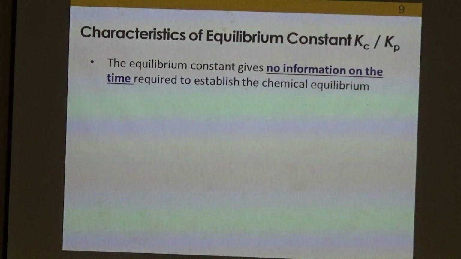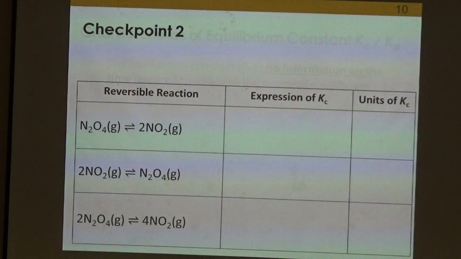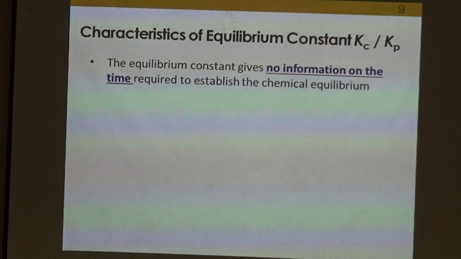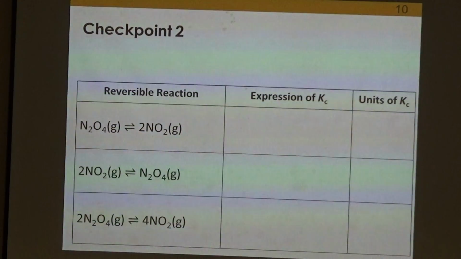Now, the equilibrium constant gives no information on the time taken to establish the chemical equilibrium. How long it takes depends not on the Kc, but on the rate equation. It depends on the rate. So go and do checkpoint 2, checkpoint 3.